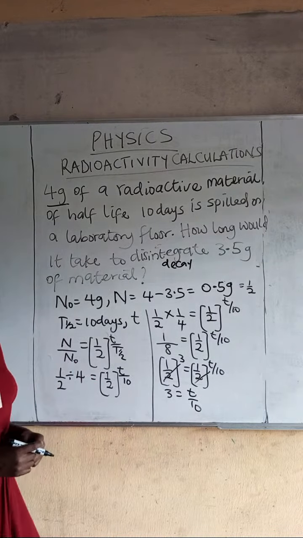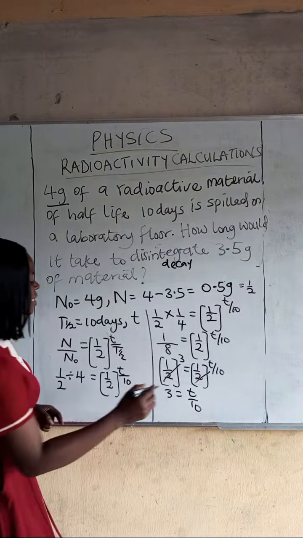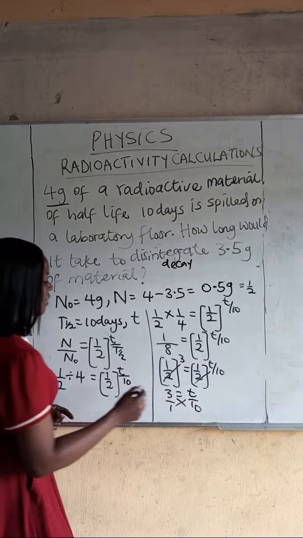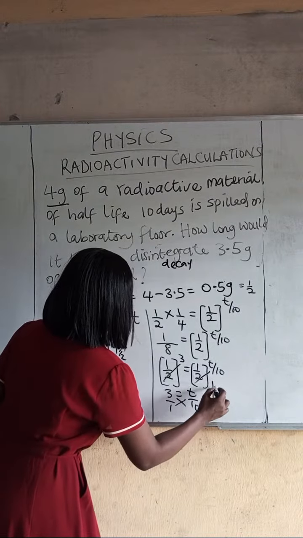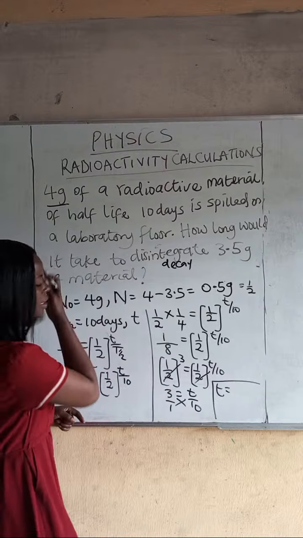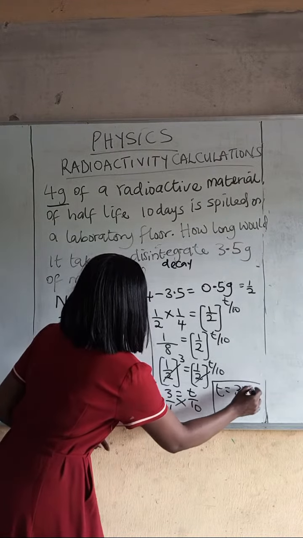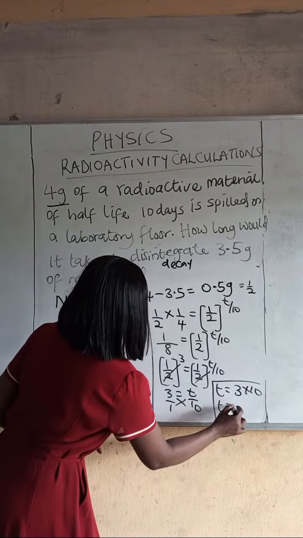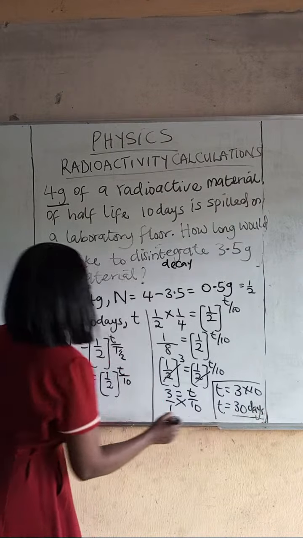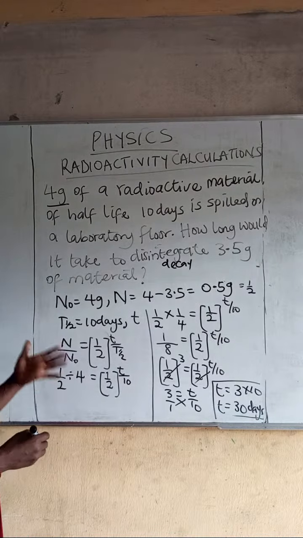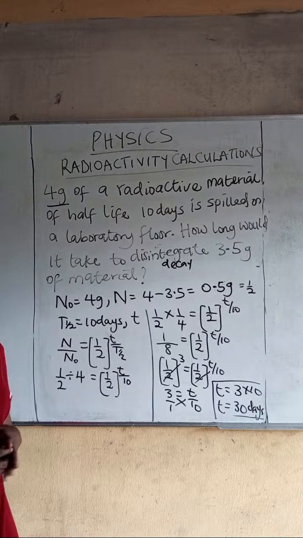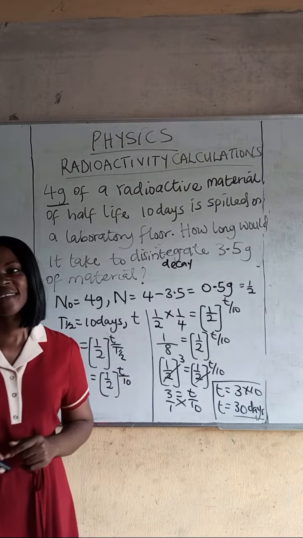Because I'm looking for time, I'll say this is over 1 and cross multiply. This is going to give me T times 1 is T, then I have 3 times 10. My answer is going to give me 30 days. So the time that I'm actually looking for is equal to 30 days. Do we understand?